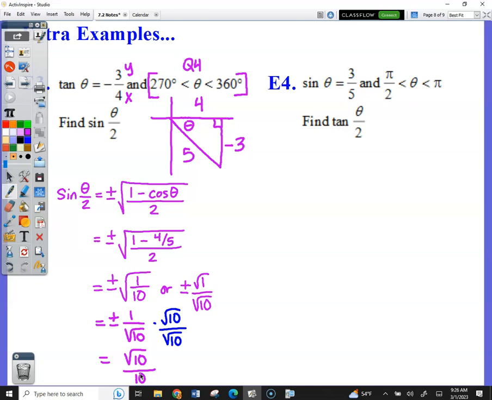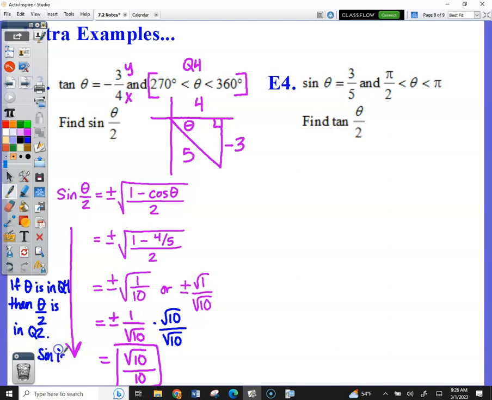Okay? So you might want to take some notes on how we got there. You can put a plus sign in there if you want. But anyways, let's make it up. Change colors. If theta is in Q4, then theta over 2 is in Q2. And then we said sine is positive in quadrant 2.